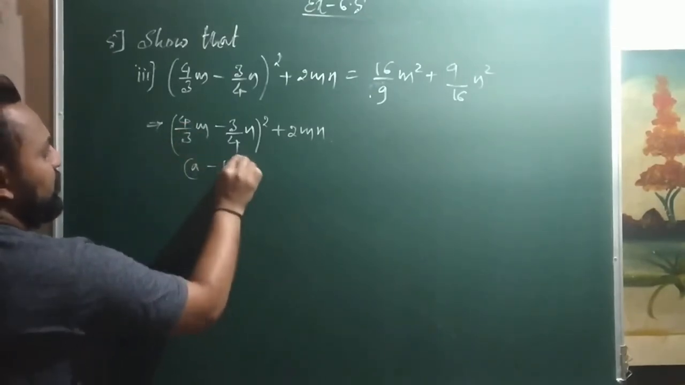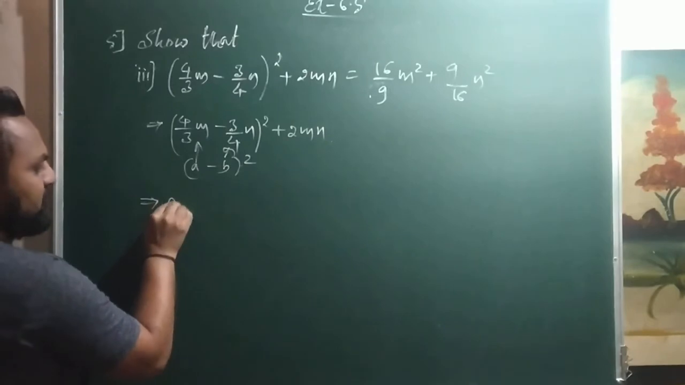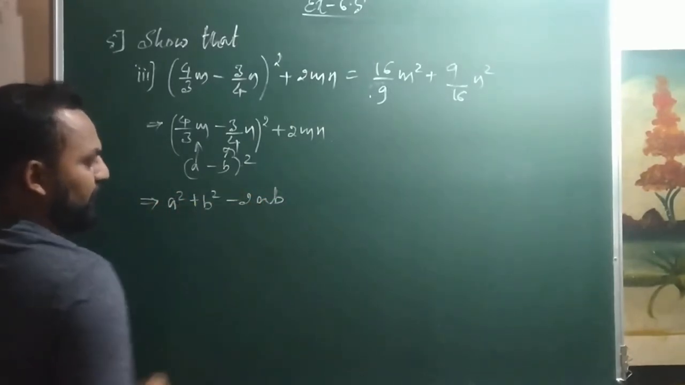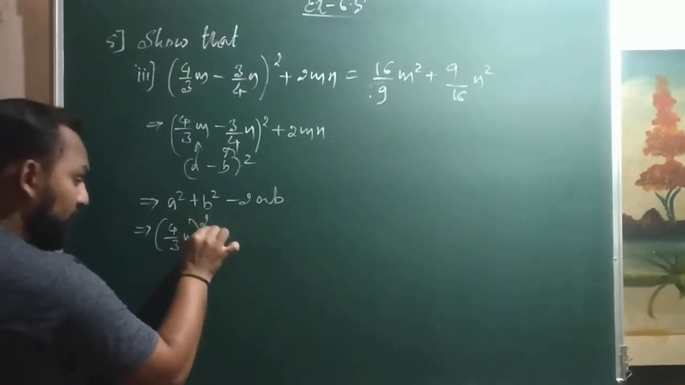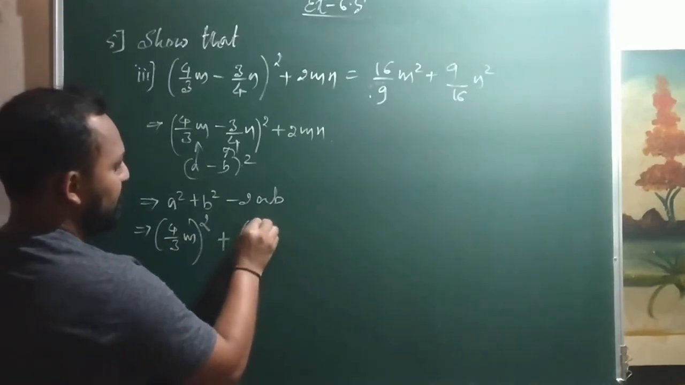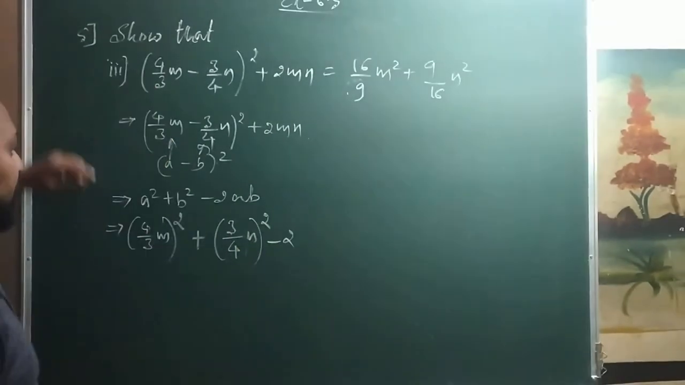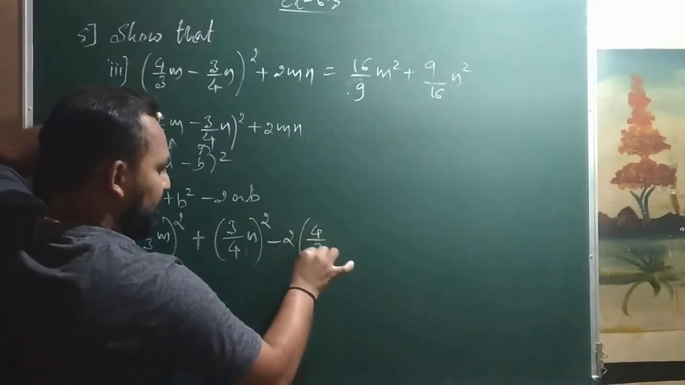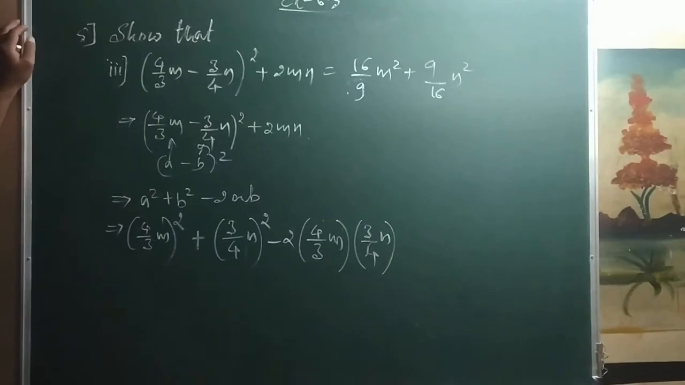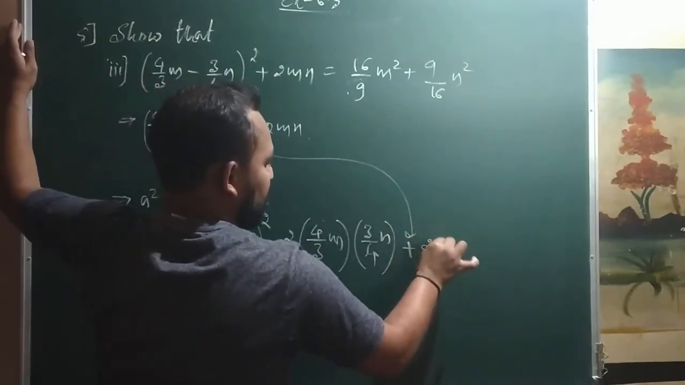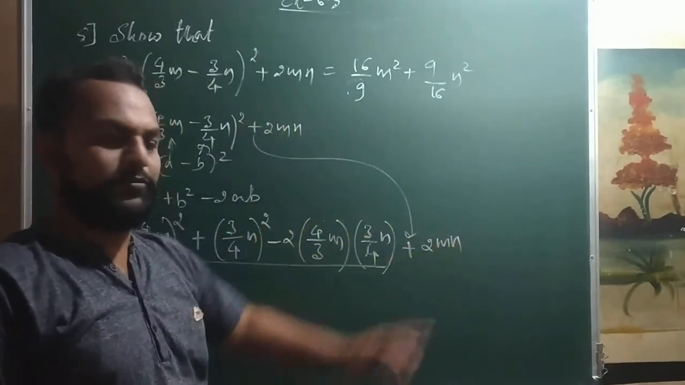This is in the form of (a − b)², and this a is 4/3m and b is 3/4n. Here (a − b)² is a² + b² − 2ab. Here (4/3m)² plus (3/4n)² minus 2 into a, where a is 4/3m and b is 3/4n, plus 2mn. And this is only (a − b)², and this is plus 2mn.